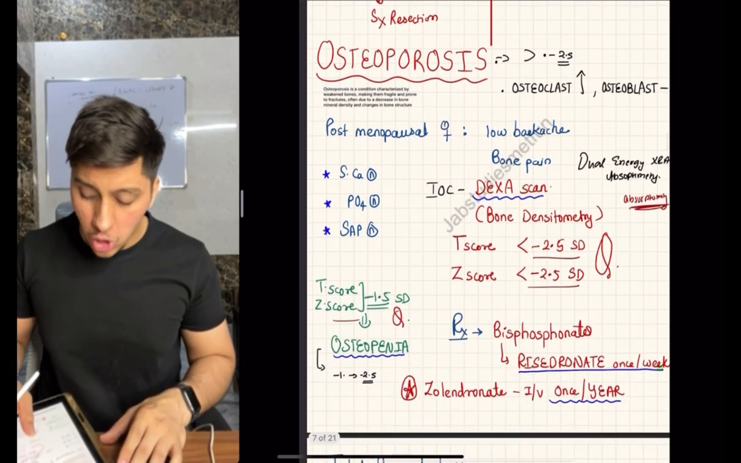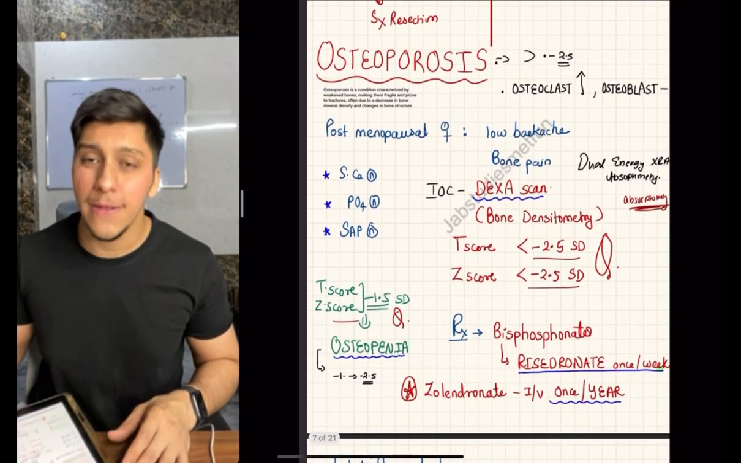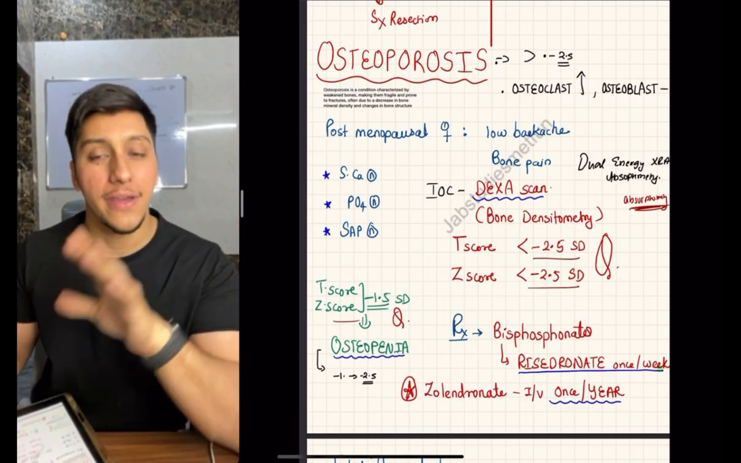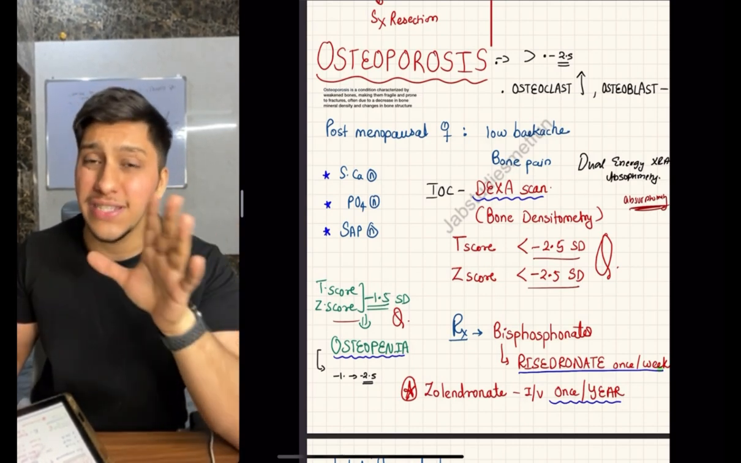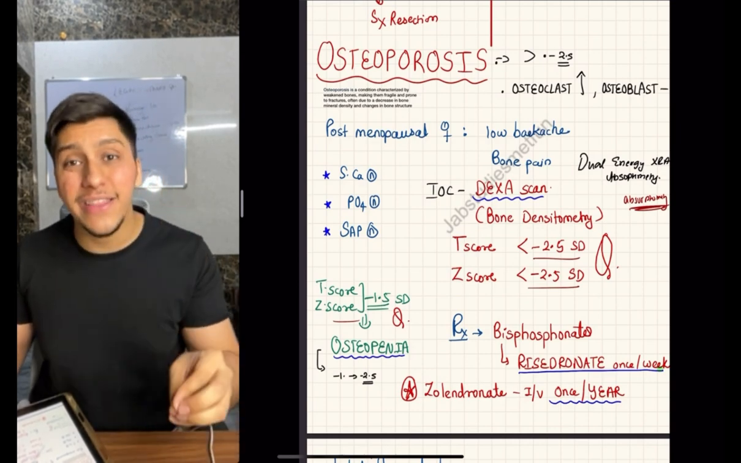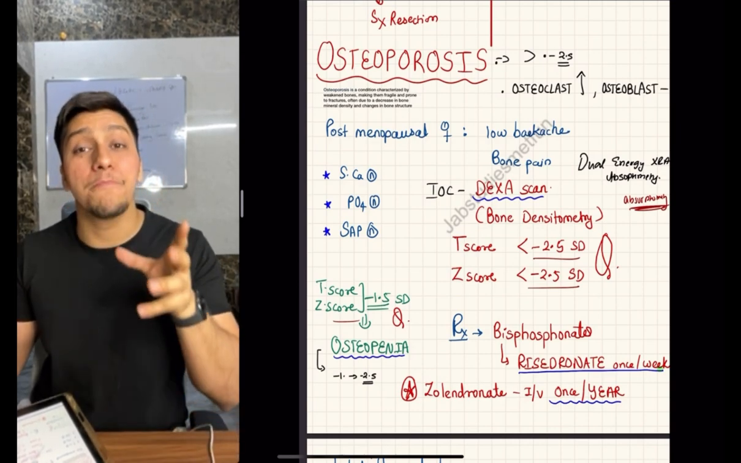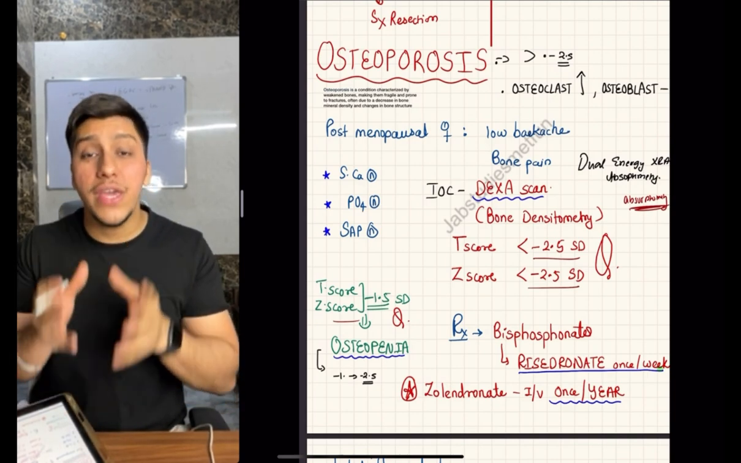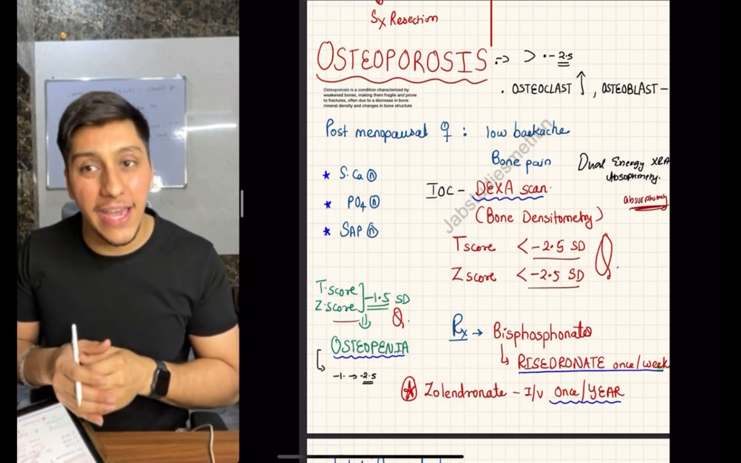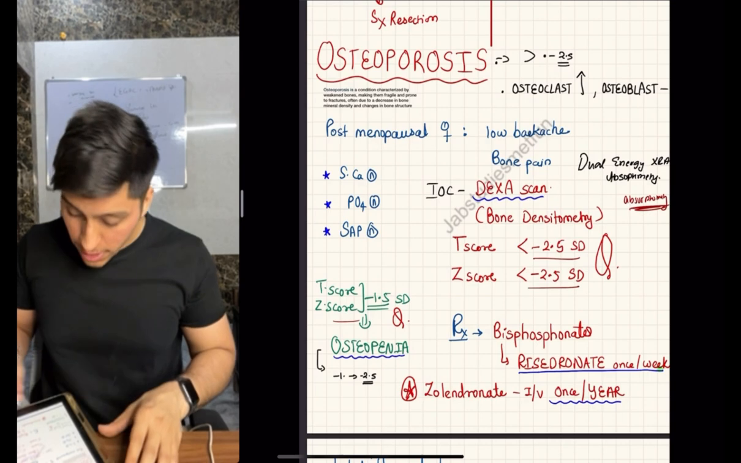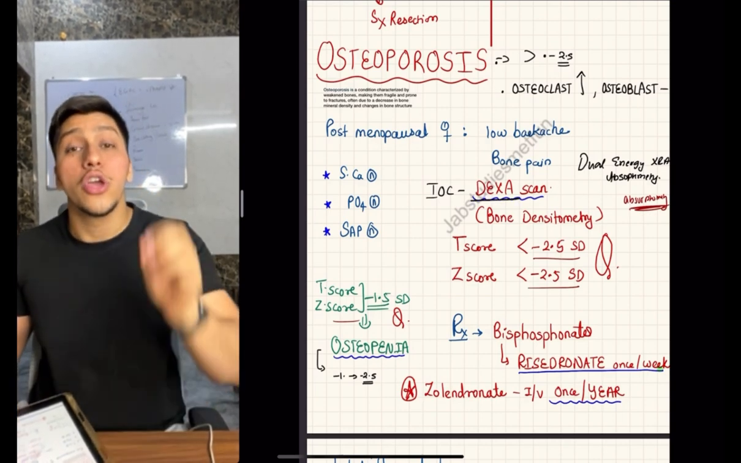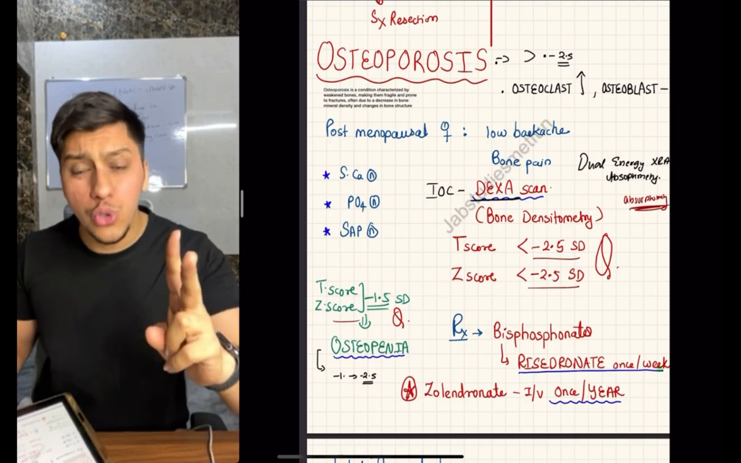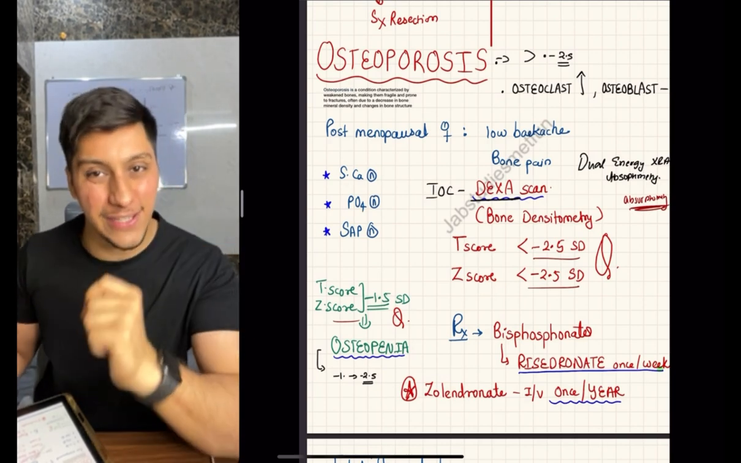The second condition we will be talking about is osteoporosis. Basically, osteoporosis means a decrease in bone density. Because of bone resorption, there is a decrease in bone density, and the bone is now fragile and prone to fractures. If you want to talk with respect to definitions, we do a bone density scan, which is known as a DEXA scan. DEXA stands for dual energy X-ray absorptiometry. You have two scores, a T score and a Z score.